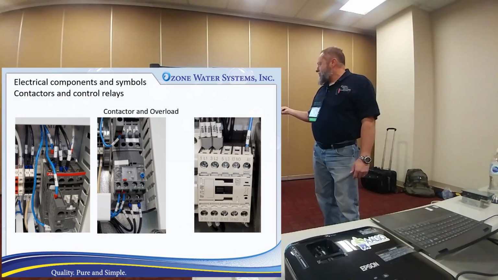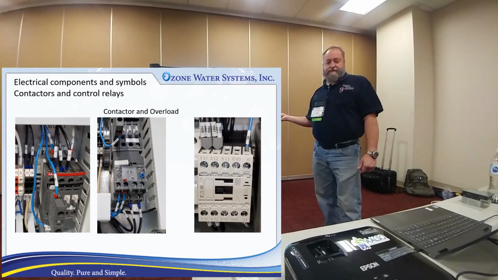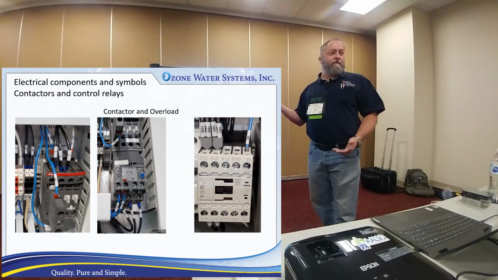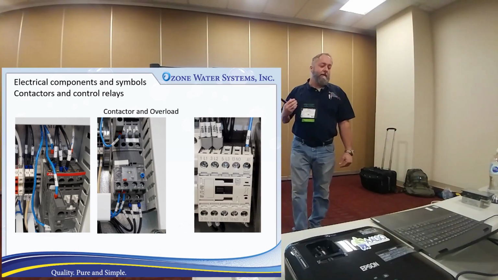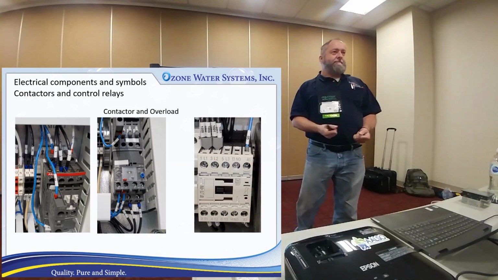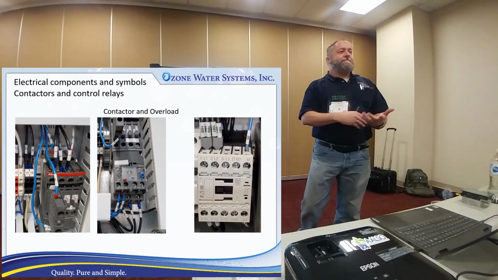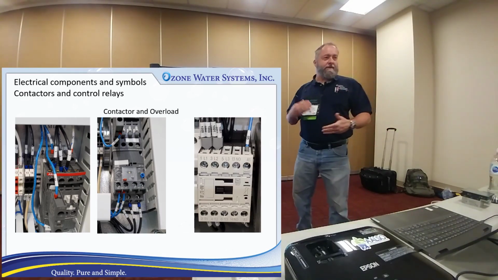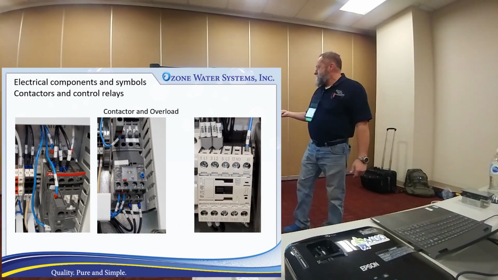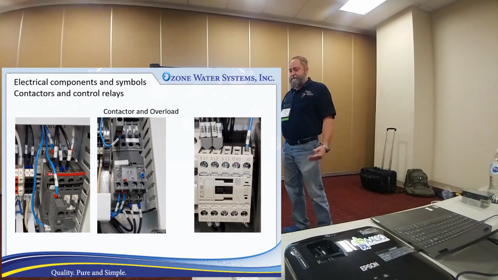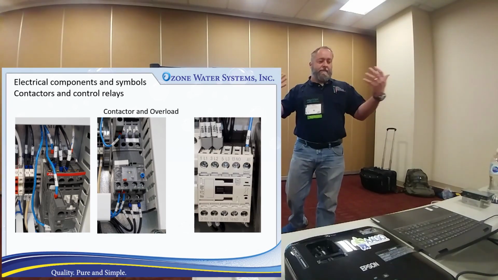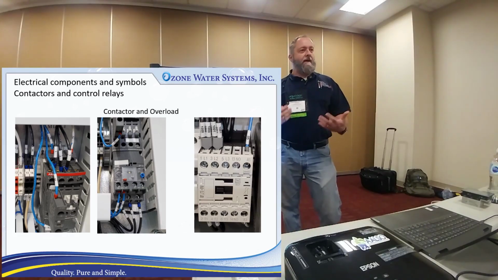Then you get your overloads. Overloads just prevent you from, just like the name says, overloading a motor. If the motor's drawing too much power, because something, a rag or something, got sucked into your pump and it's running too much load. It works a little differently than a circuit breaker. That's protecting the wire from short circuits and things like that. The overload, if it's just a slightly higher load where the wire and the motor's getting hot, it'll detect that and that's what'll trip it.